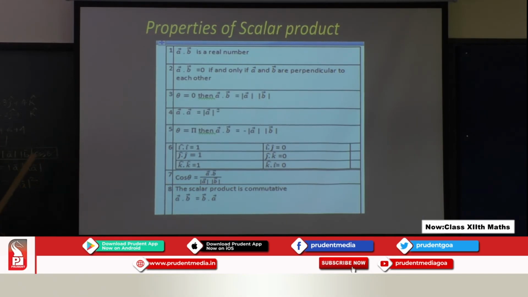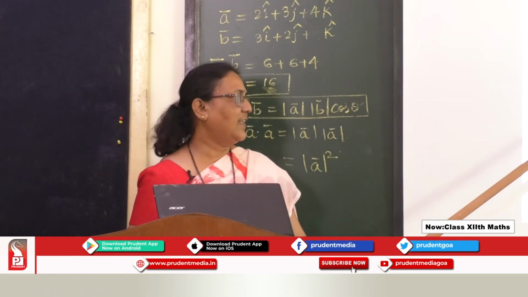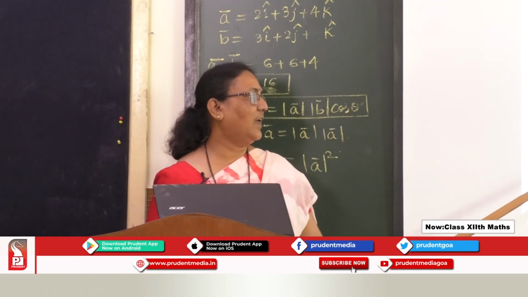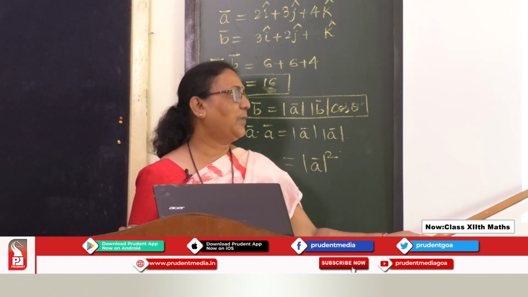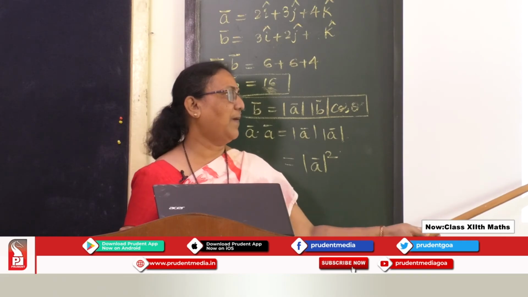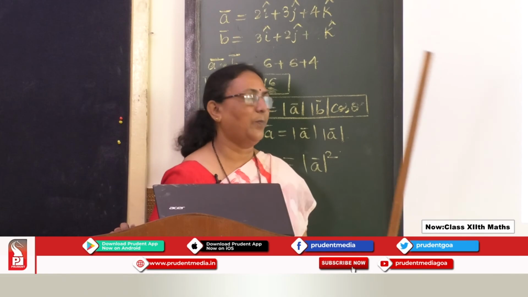Now from the definition of this, A dot B is the same as magnitude of A into magnitude of B into cos theta. Bring both of these below, and you will get the value of cos theta. Cos theta is the dot product of A and B divided by magnitude of A and magnitude of B. The angle between two vectors is found by this formula. Now the scalar product is commutative.